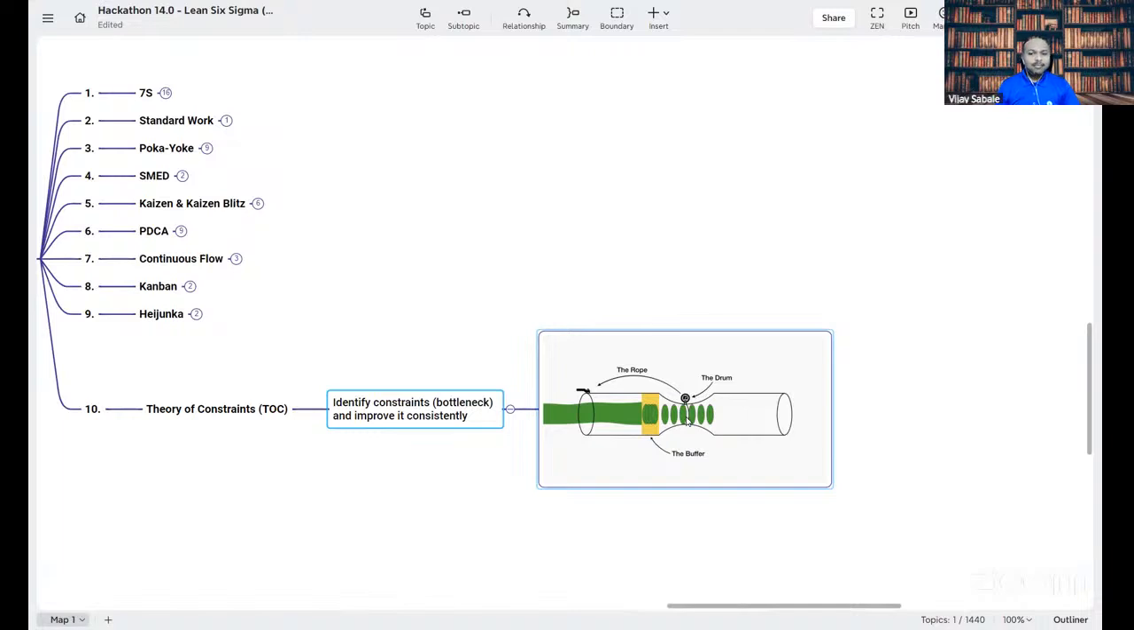So the drum-buffer-rope is one of the approaches that we are going to use. You can see here simply, this is a bottleneck, and we are going to ensure that there is some buffer that is always present before that bottleneck.